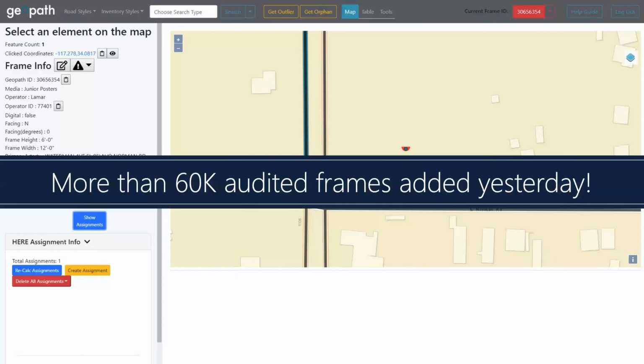A couple housekeeping things before we jump into the use case. We've been working hard in the background, auditing and re-auditing all of the inventory for our members, working with members directly, making sure all the inventory is cleaned up. Earlier this week, more than 60,000 audited frames were added to the API and the Insight Suite specifically. We're super excited about that, and over the coming weeks you'll see that number continue to increase.